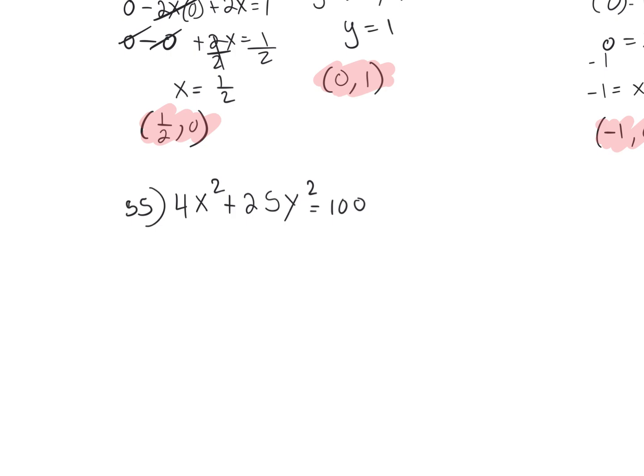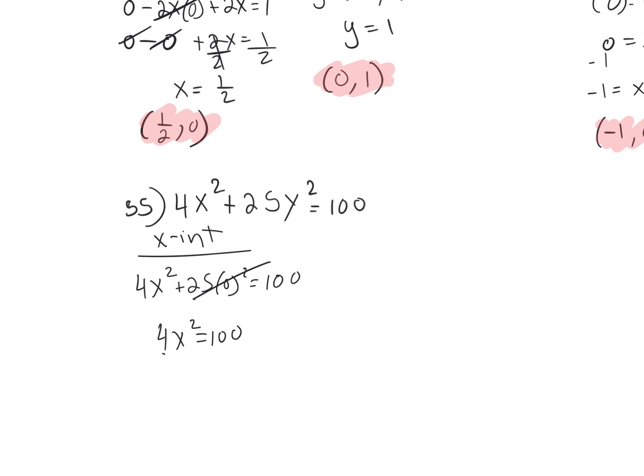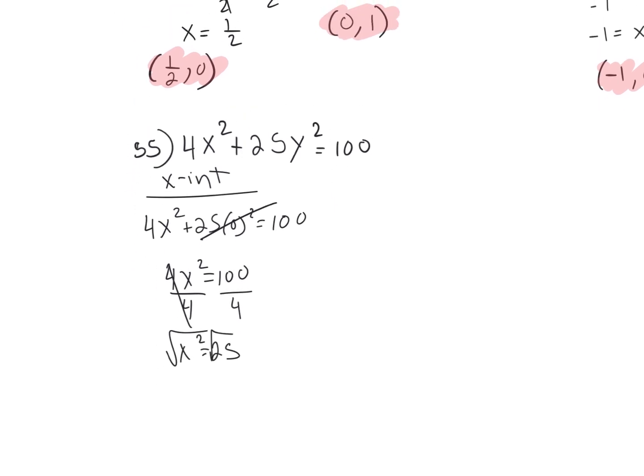All right, and for 55, we're going to do the exact same thing. For the x-intercept, we get 4x squared plus 25 times 0 squared equals 100. Again, 0 squared is 0 and 25 times 0 is 0, so that term cancels out. So we're left with 4x squared equals 100. I'm going to divide by 4 first, and that gives me x squared is equal to 25. So when I take the square root, I get x is equal to plus or minus 5. So our x-intercepts are (5, 0) and (negative 5, 0).